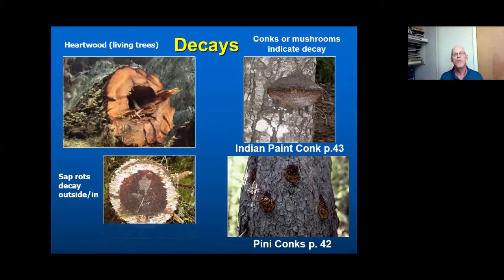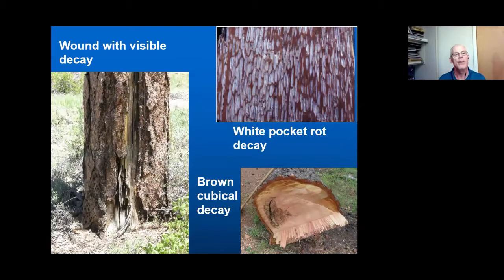Okay, conchs and mushrooms, using the specific ones to identify which decay you have. Fundamentally, you have to be able to recognize which conch it is and then tie it to the information in chapter 4. And it gives you a couple of examples there. We are in some cases going to be using the number and location of conchs in order to make a failure potential determination. Okay, so a wound with visible decay is a pretty obvious thing that you're going to be looking for in hazard trees, like the picture on the left.